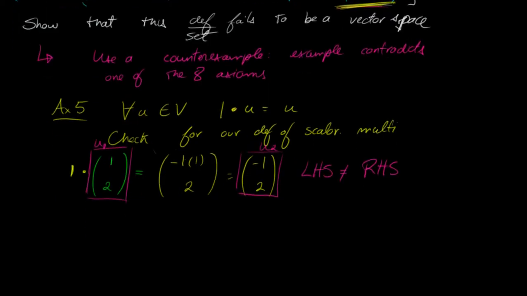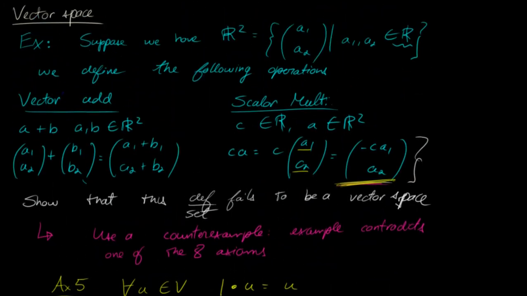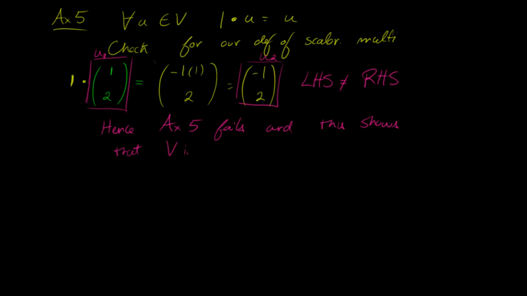Hence axiom 5 fails, and this shows that, I should have named R2 V. So if I say we have V equals R2, a set V where we have these vector addition and scalar multiplication definitions, I'm just renaming my set with these two operations V. So you would say that this shows that V is not a vector space.